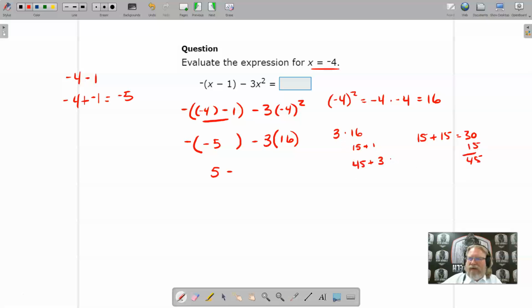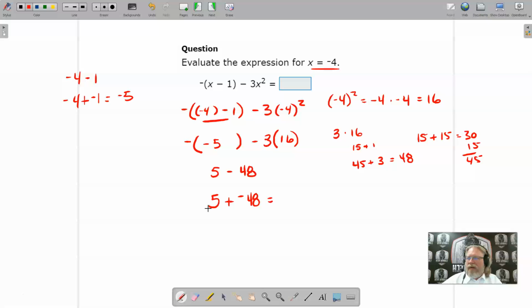So 45 plus 3 is 48. So the mental math in my head to get to 48, there it is right here. And then now I have 5 minus 48. I like to look at that as 5 plus, take the opposite of 48, which is negative 48.